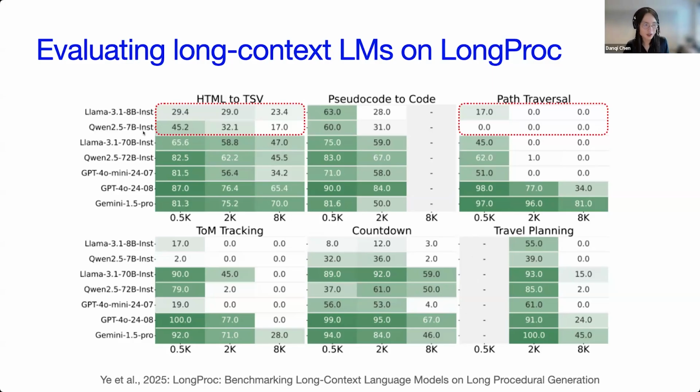Second, we found scale really matters. If you compare Llama 3.1 8 billion to the 70 billion model, the performance improved a lot across the board. So we believe scale matters a lot, at least for all these LongProc tasks. Finally, we found that for some harder tasks like theory of mind tracking or travel planning, even the frontier models like Gemini 1.5 Pro or GPT-4o still perform very badly at 8,000 output length. So that means there are still a lot of things we can think about to improve even the current models.